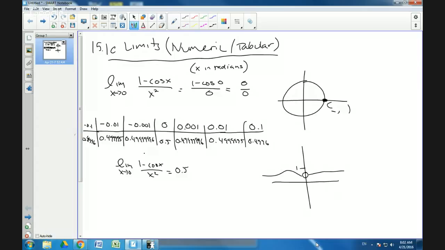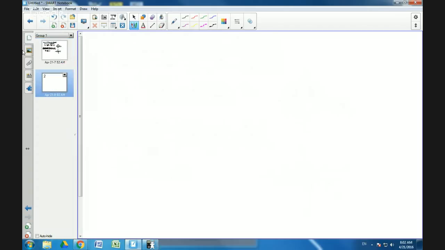Numeric limits are tedious, yes, but they help. Very rarely do we encounter them, but they do help. A lot of times numeric limits come into play when you have natural logs, cosine, and stuff like that.